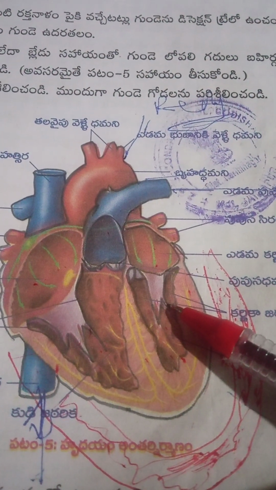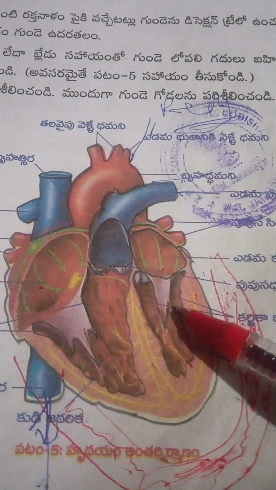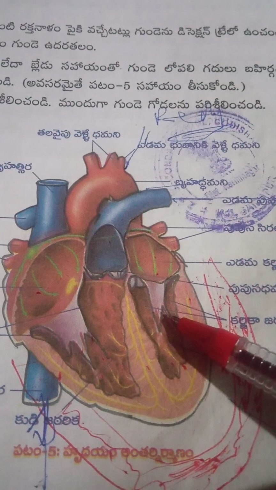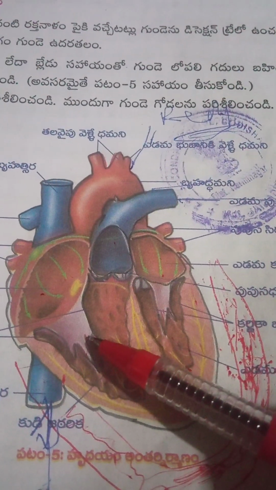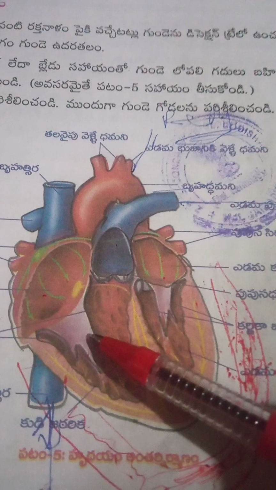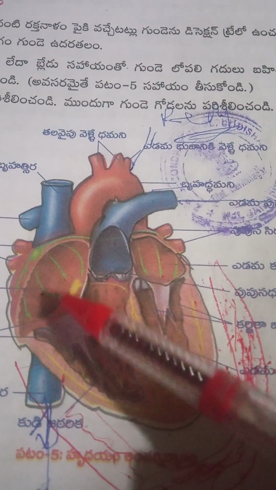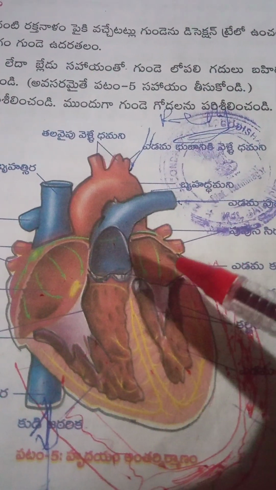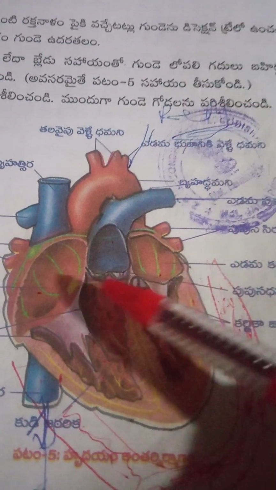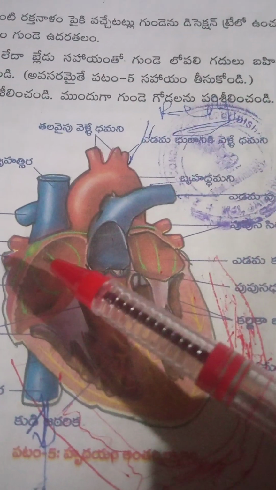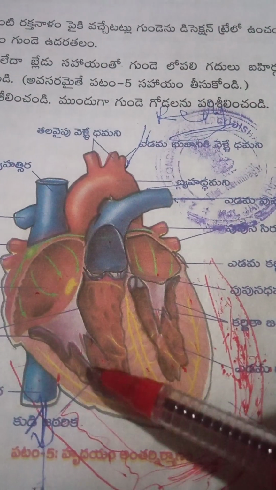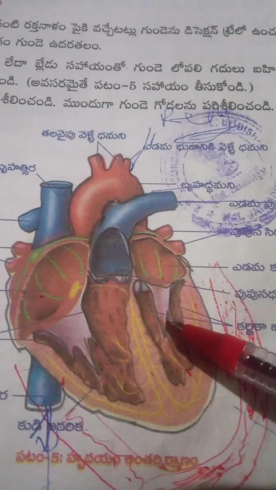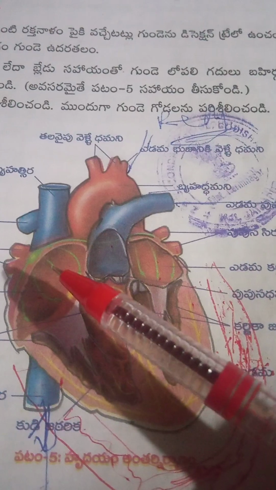If you observe the normal image, generally this is our right side and that is the left side. But in this image it is quite opposite: the right portion of the image is the left side, and the left portion of the image is the right side. Here is the right auricle, the right ventricle, the left auricle, the left ventricle. So the heart is divided into four chambers.